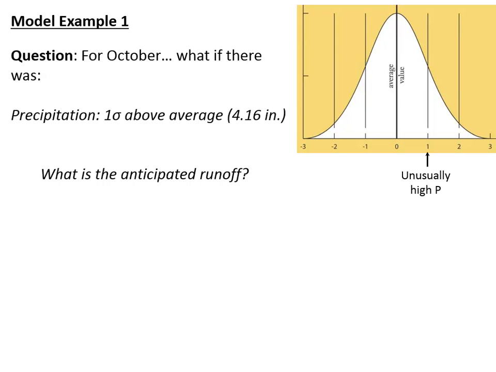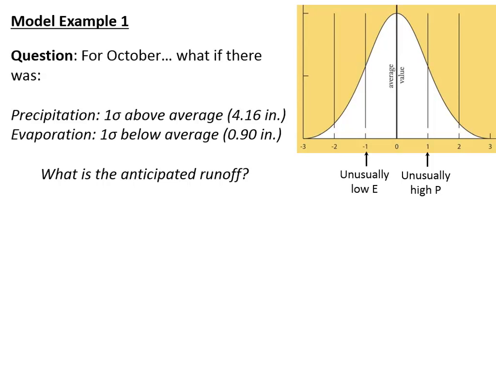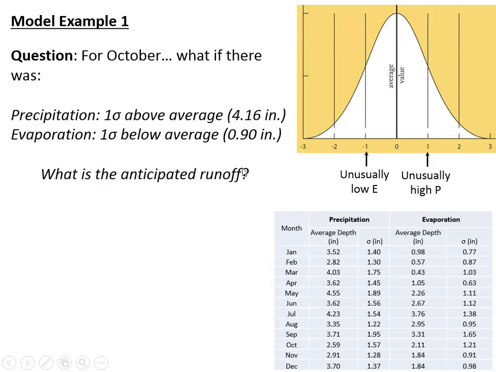So in an October month, what if we had more than average precipitation and below average evaporation? Now, in order to answer a question like that, we have to separate the precipitation and the evaporation. We can't just have them lumped together in the one component of runoff. If we had above average precipitation and below average evaporation, then we're going to have a lot more water available than usual. This is the type of question that you can answer if you separate the evaporation and the precipitation.